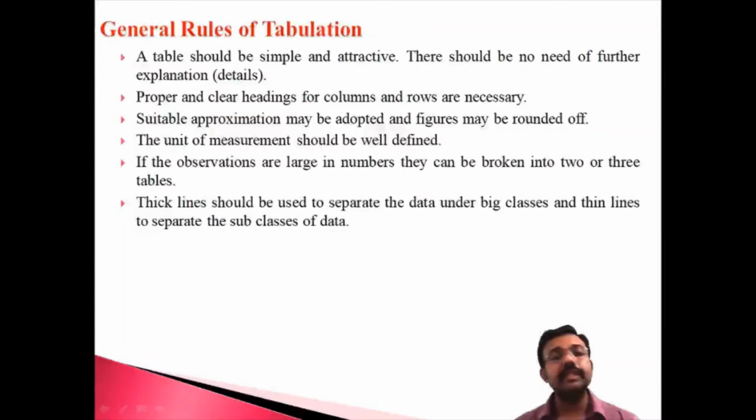And another one is, if the observations are large in number, they can be broken into two or three tables. Suppose your table is too long, it can be broken into two or three tables. So observations of a large number can be broken into two or three parts. That's one of the important rules. Lengthy tables can be reduced and subdivided into two parts. The last one is that a thick line should be used to separate the data and the big classes. Thick lines are a very important element.